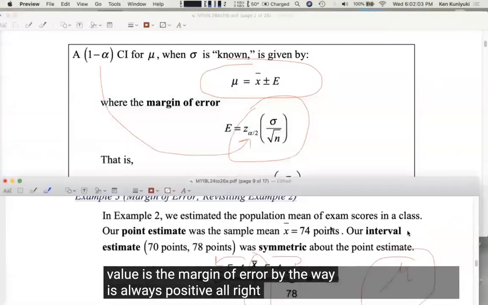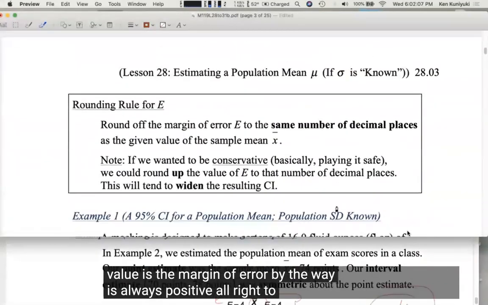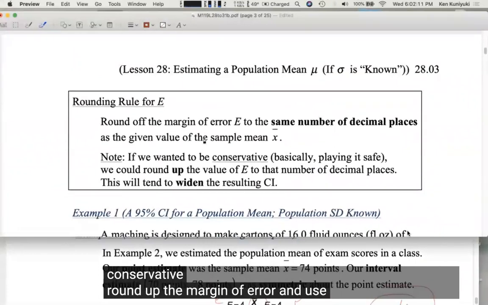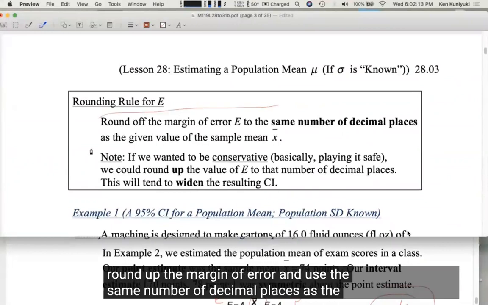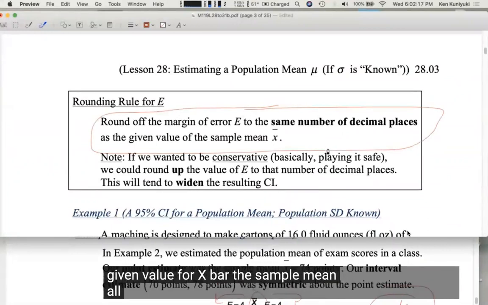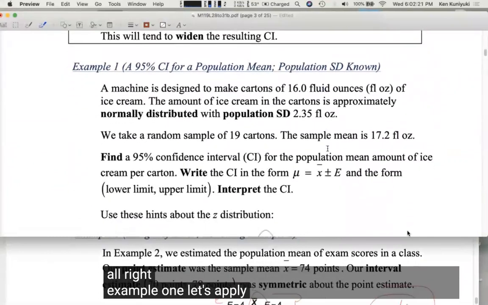All right. To be conservative, round up the margin of error and use the same number of decimal places as the given value for X bar, the sample mean. All right. Example 1. Let's apply these ideas.